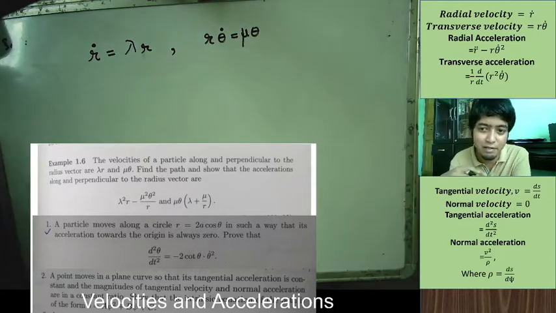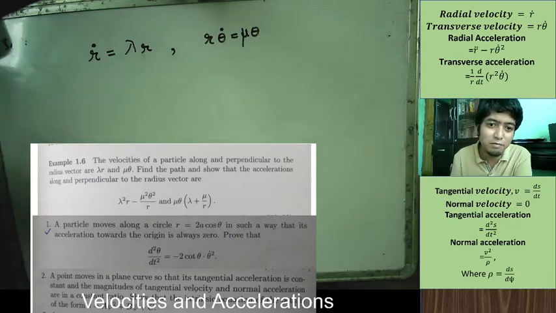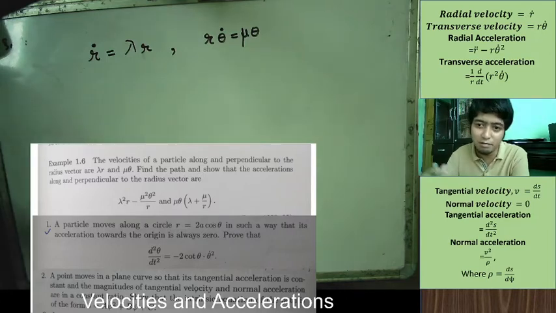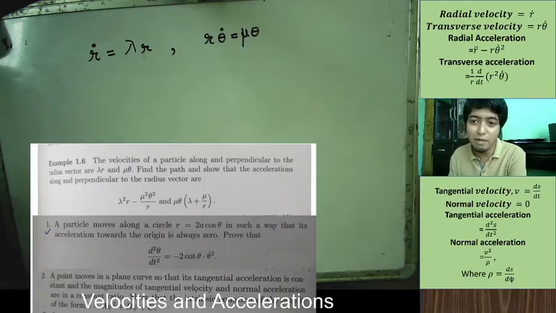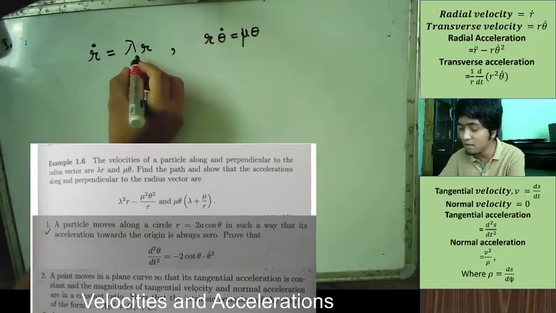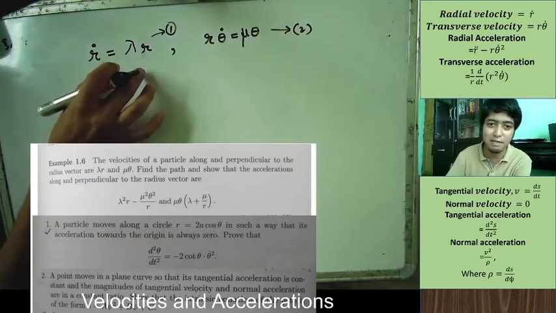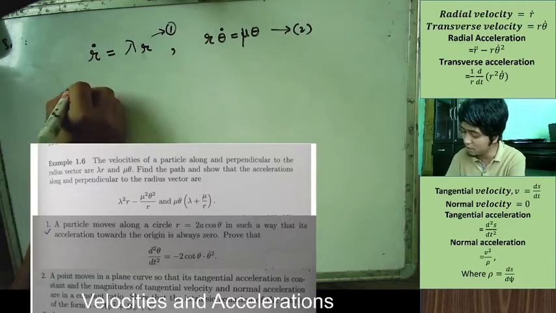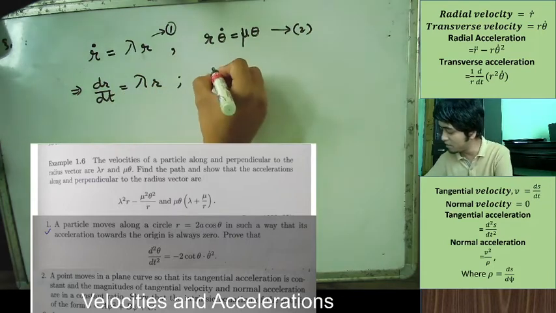If you are taking a look at the question again, we have to find the path, and also we have to show that the accelerations along and perpendicular to the radius vector are according to those equations. First of all, we have to find the path. Remember that if you have to find a path, it should be an equation that is independent of time. Time should not be involved. Let us name this one as equation 1 and this one as equation 2. This one still has time in it, because r dot is dr dt. So it's not the required path.